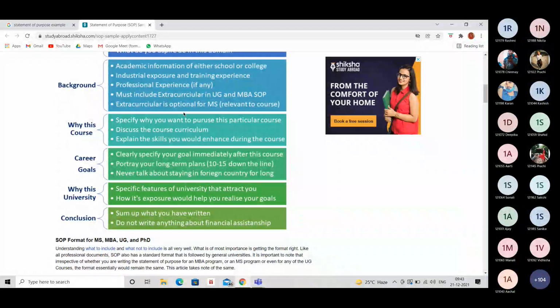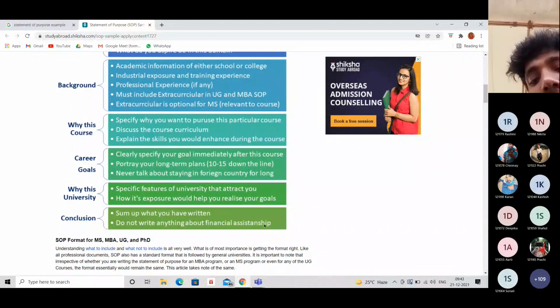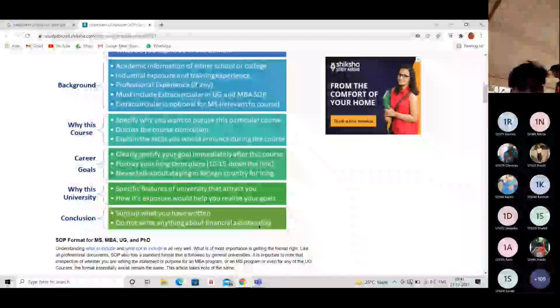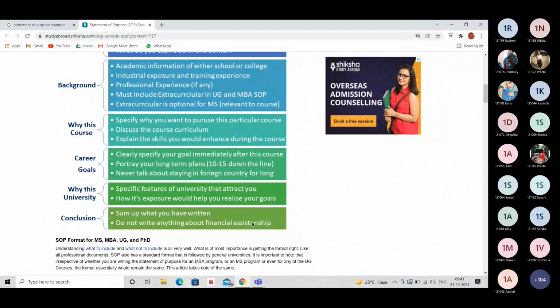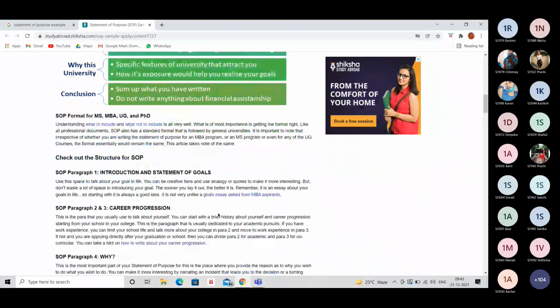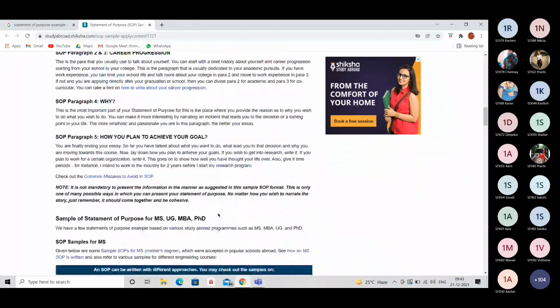Then do not write anything about financial assistantship, that you would like to gain some financial assistance from the university, that you would like to earn while you learn and you look forward to getting it from the university. Don't share these things. Is that clear?